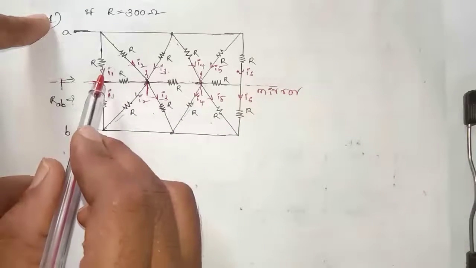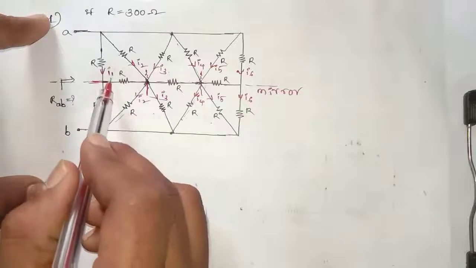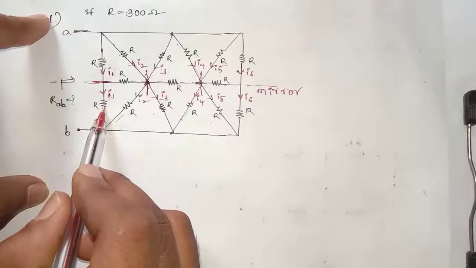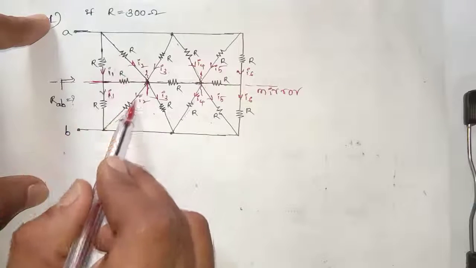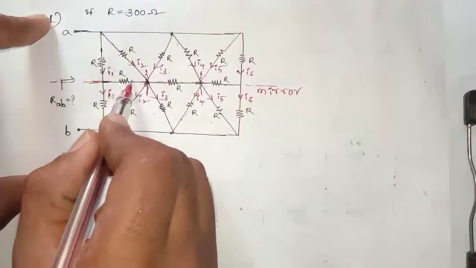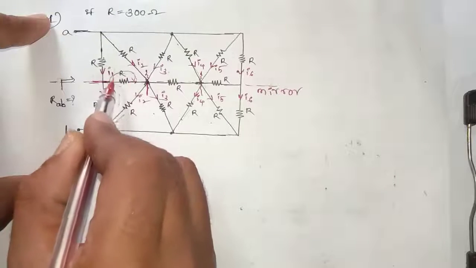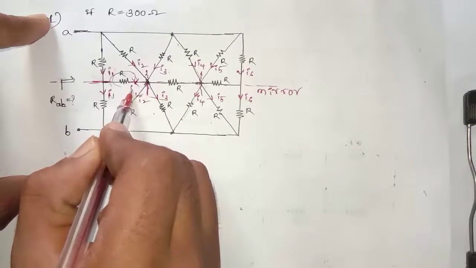Now look here, I1 current is flowing from these resistors and I2 current is flowing from these resistors, but no current is flowing from this resistor. Zero current is flowing from the two sides.